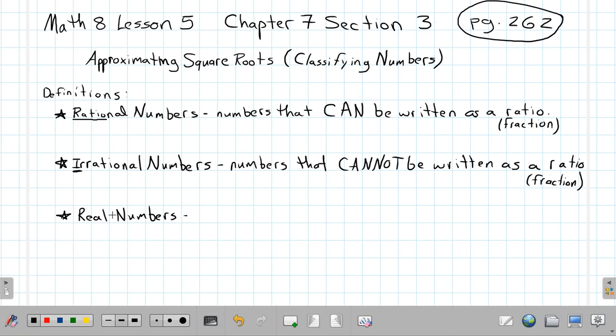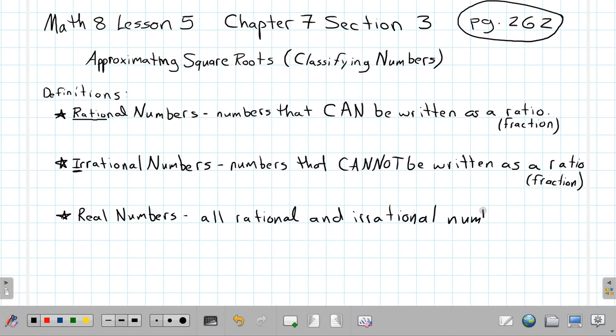So in this case, when we're talking about real numbers, basically we're talking about any number, but more specifically, we're talking about all rational and irrational numbers. So basically, if the number is either rational or irrational, it is a real number, okay? And once again, that's every single number you're going to see this year.